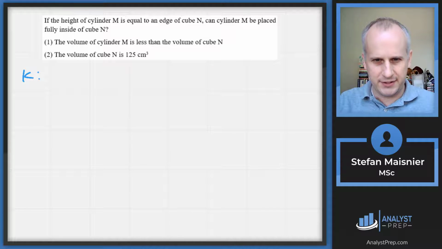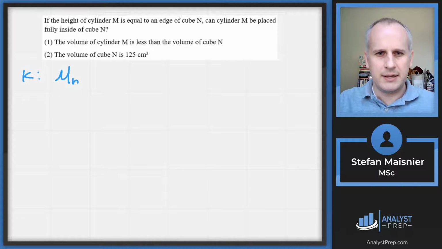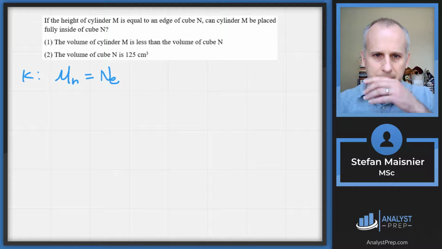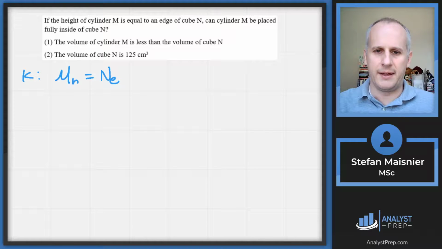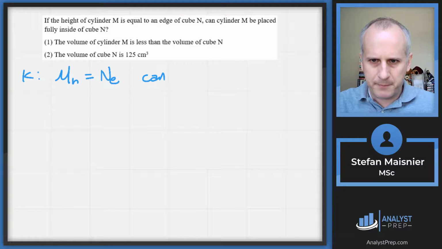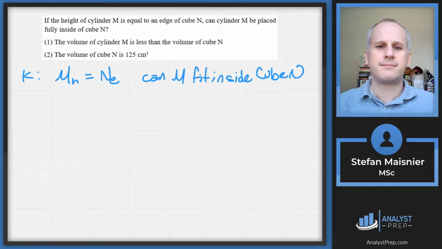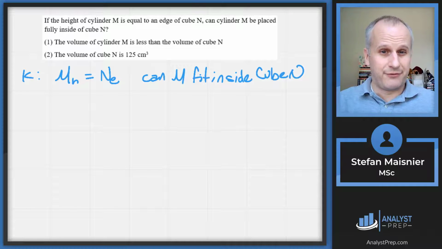So if the height of cylinder M, so we're just going to say MH for cylinder M height, is equal to an edge of cube N. So that's equal to N's edge. So again, just using some simple notation here. Can cylinder M be placed fully inside of cube N? So can M fit inside cube N? And so we're clearly evaluating the volumes because that's how you're going to fit things inside of each other.